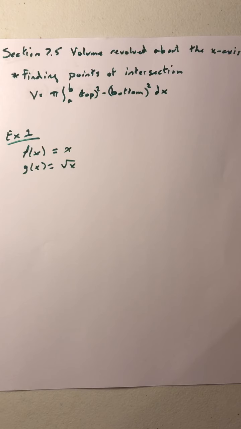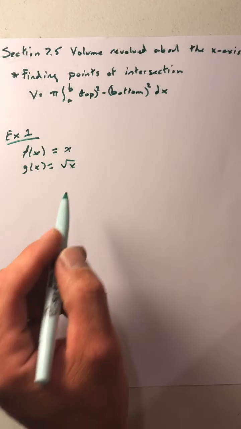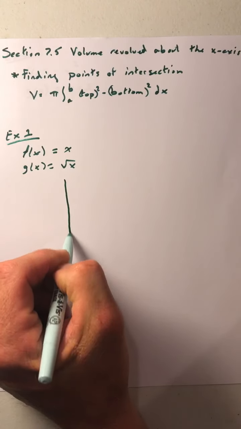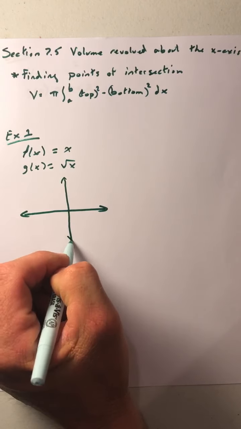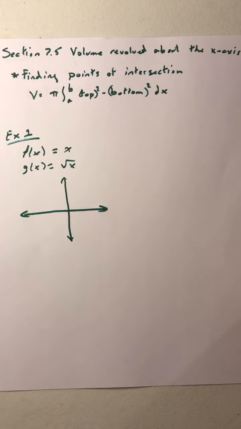So in example 1, we have f of x equals x and g of x equals the square root of x. Notice here we don't give you any endpoints. So we're going to have to find them. Well, to start, I would suggest that we go ahead and graph it. We can use our graphing calculator to do that, or we can remember what these functions look like.